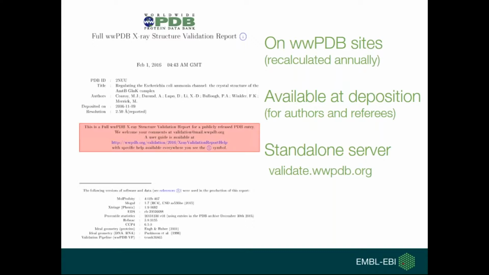And there's a standalone server too, at that URL, validate.wwpdb.org, and you can put any model and any experimental data in there to assess what we will say about it when you submit it. So whether that's a homology model, you can just look at the quality of the model, or you're refining a structure and you want to know how you're doing, then you can upload your files to that server and we'll give you a validation report.